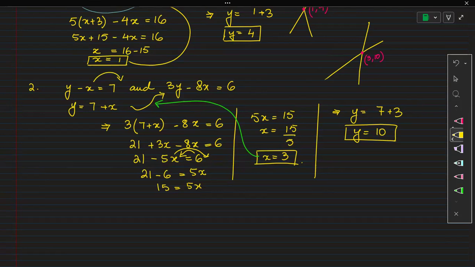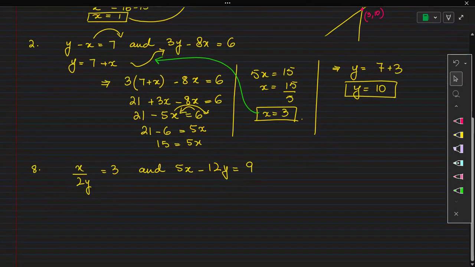Now let's do question number 8. Question number 8 says x over 2y equals 3 and 5x minus 12y equals 9. Again we have to follow the same steps. We have to separate out one variable. The thing which is easy for me, I can make x the subject. So I have to move this 2y to the other side.